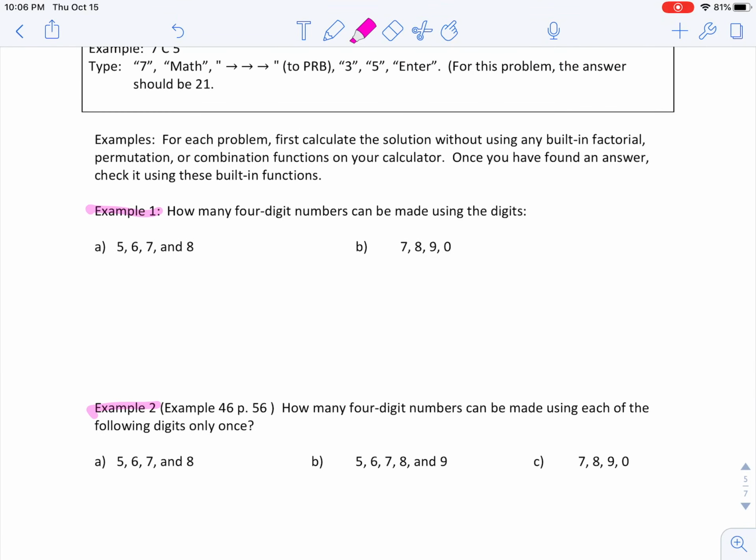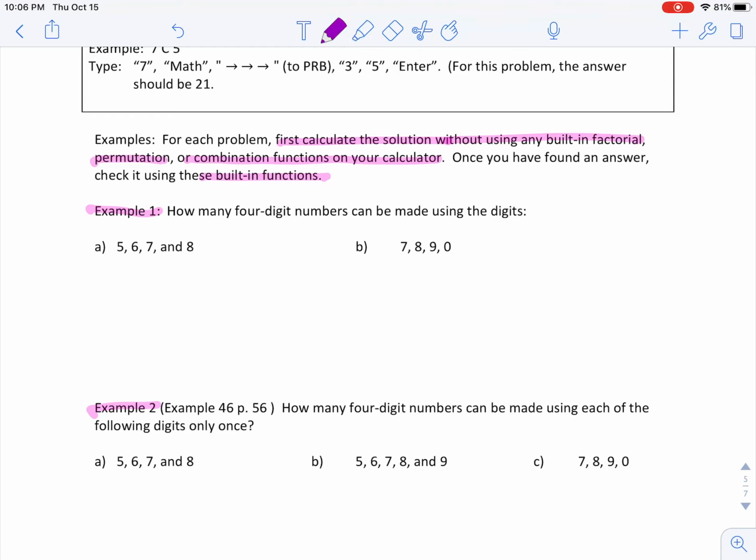So now we're into problems where we need to think about, is it a combination problem or is it a permutation problem? In other words, does the order matter, making it a permutation, or does the order not matter, making it a combination? For these problems, the directions say you're going to calculate this without using any built-in permutation, factorial, or combination functions on your calculator. You can use your calculator just to do regular multiplications. And then it says once you found the answer, you can use the built-in functions. But again, we're going to save that for when we're together in class.